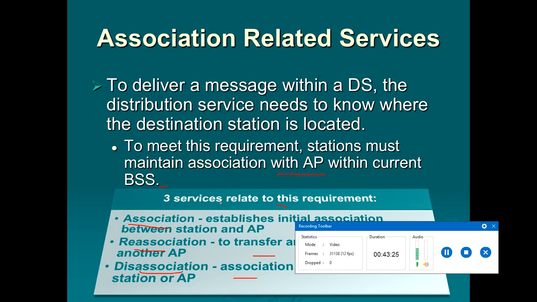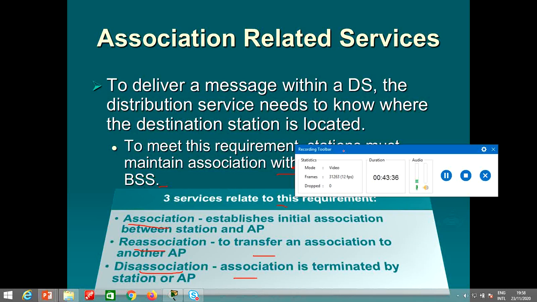There are three types of services related to the association, which are association, reassociation and disassociation. Association establishes the initial association between a station and an access point, and before a station can transmit or receive frames, it must establish the association with the access point. Reassociation transfers an association to another access point, when a station is moving from one basic service set to another. And disassociation means termination by the station or the access point.